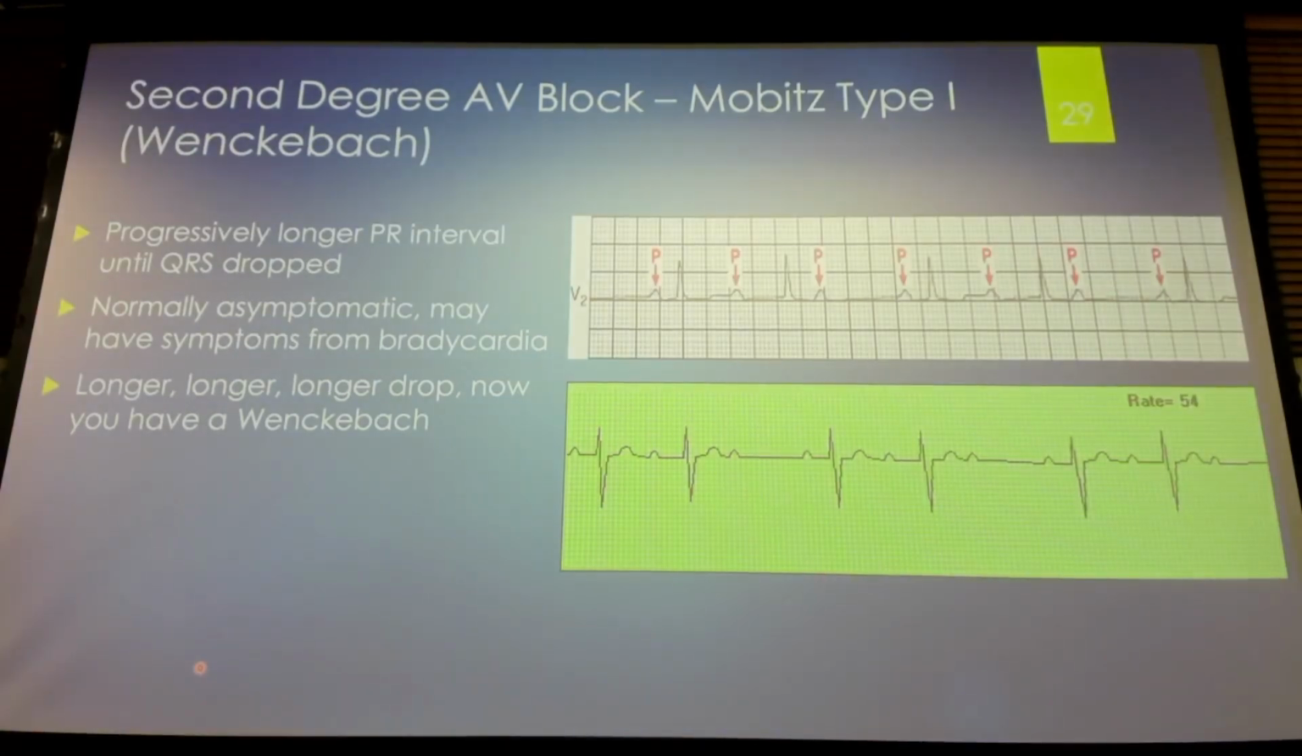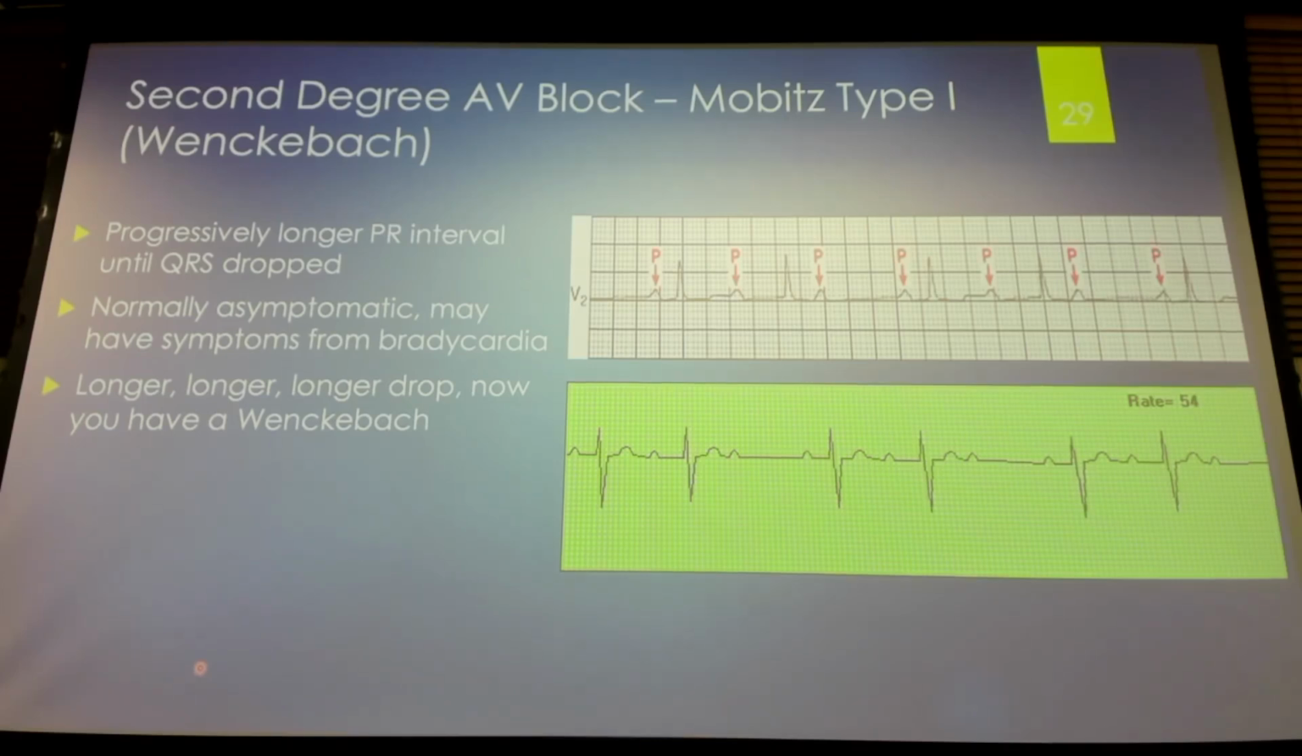Our second degree, Mobitz 1, our Wenckebach. Here, our PR intervals could start off normal, but then they get longer, and longer, and longer, to the point where we have a P with no QRS complex. Longer, longer, drop, must be a Wenckebach. So our PR interval is longer, and then we have a P, but a dropped QRS complex.